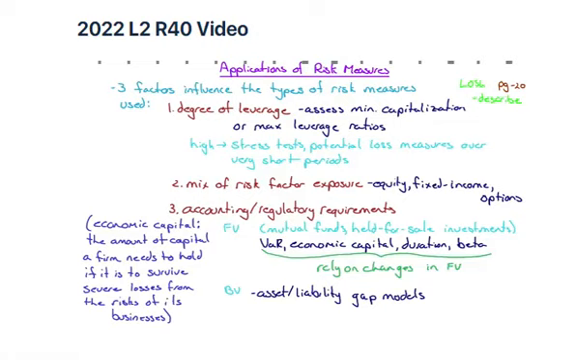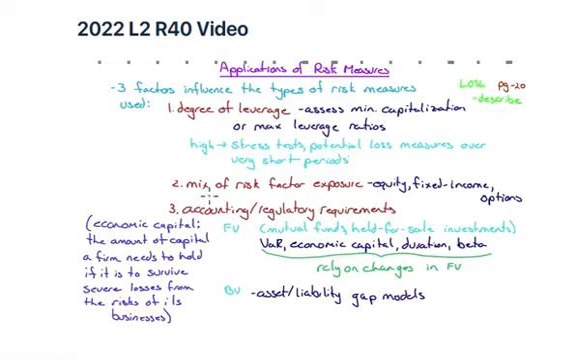So three factors influence the type of risk measures that are used. Number one, the degree of leverage that is used. Here, you're going to focus more on the assessment of minimum capitalization or maximum leverage ratios. If you have a high degree of leverage, stress tests and potential loss measures over very short periods of time are the risk measures you would look at.